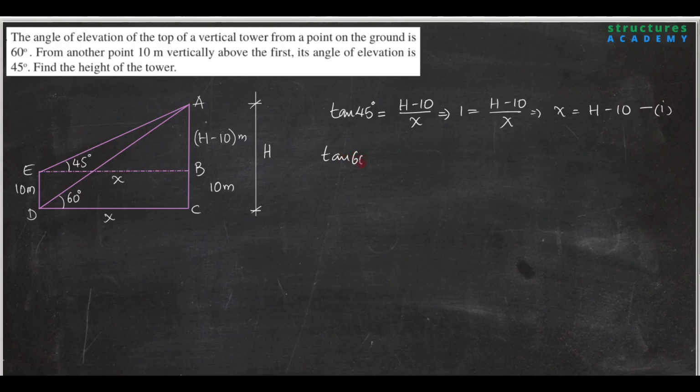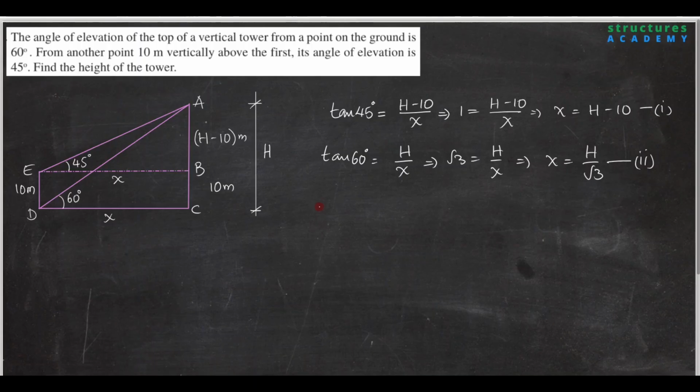Tan of 60 degrees would be H over x. If you observe the large triangle, the vertical height or the opposite is capital H and the adjacent is x. We know tan 60 is root 3. H over x equals root 3 implies x is equal to H over root 3. This is equation number 2.